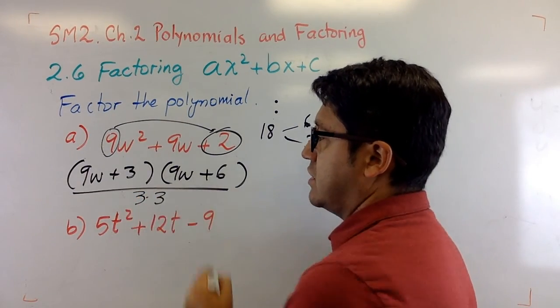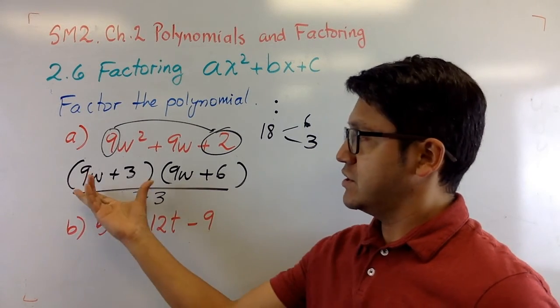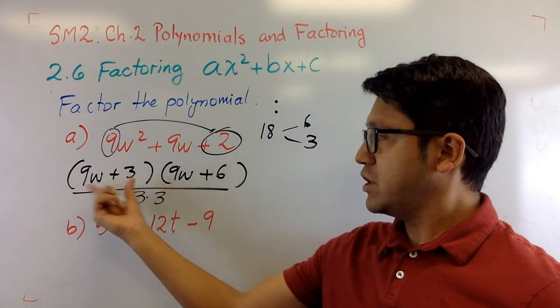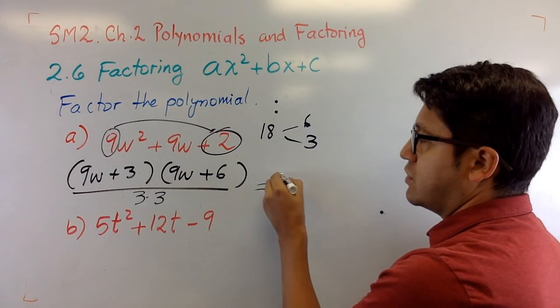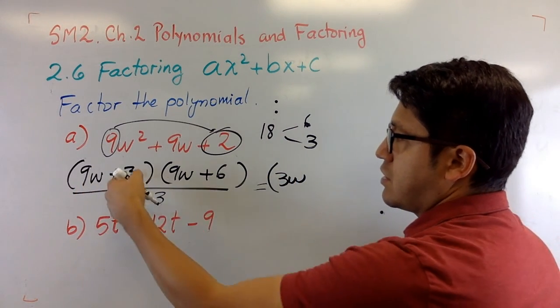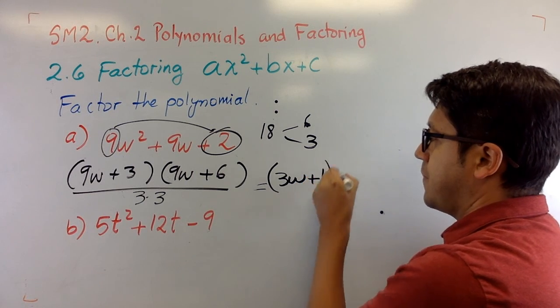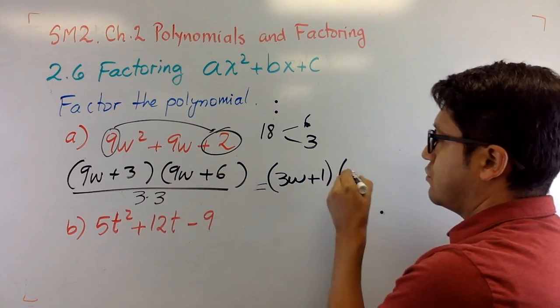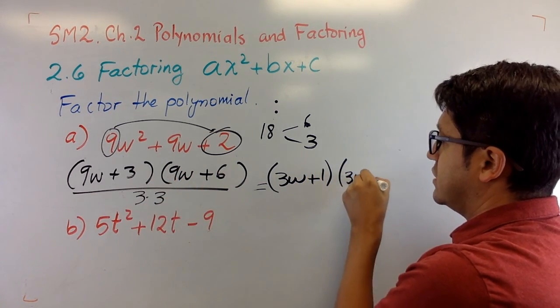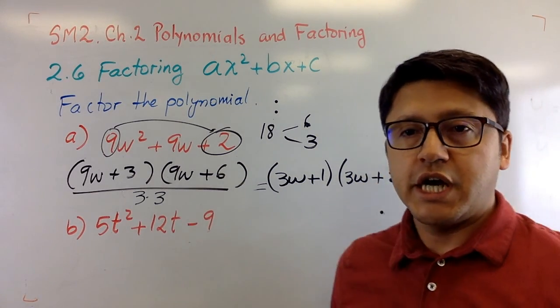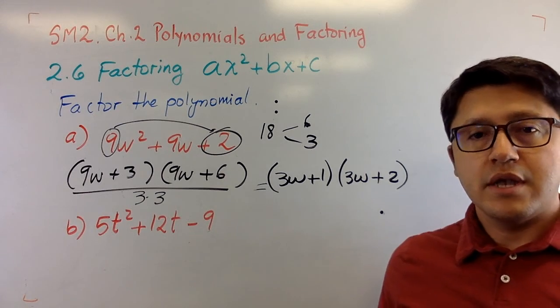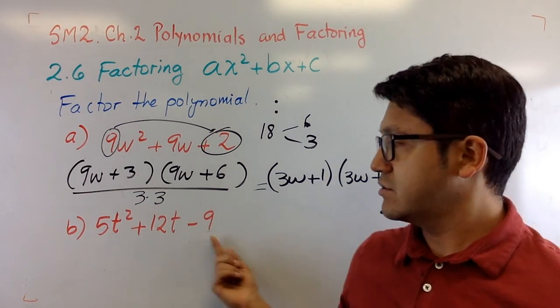So we're going to just represent 3 this way, because this 3 is going to divide this expression and this 3 is going to divide this expression. 9w divided by 3 is 3w. 3 divided by 3 is 1. 9w divided by 3 is 3w, plus 6 divided by 3 is 2. We're done. Okay? Now let's do the same thing with this exercise.